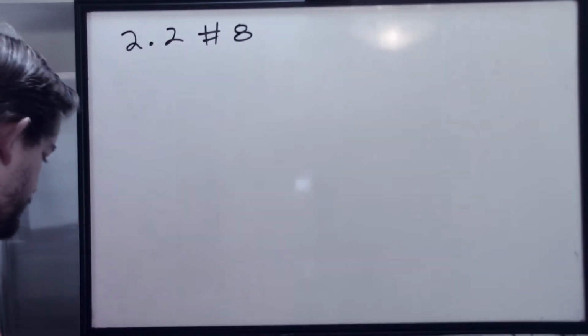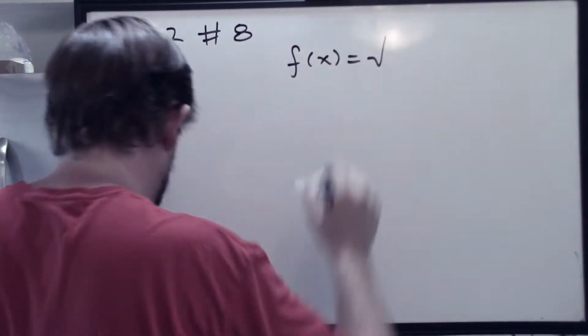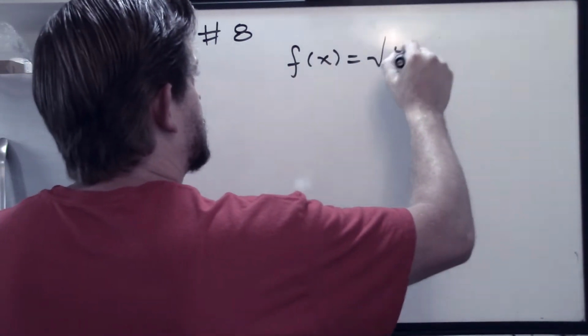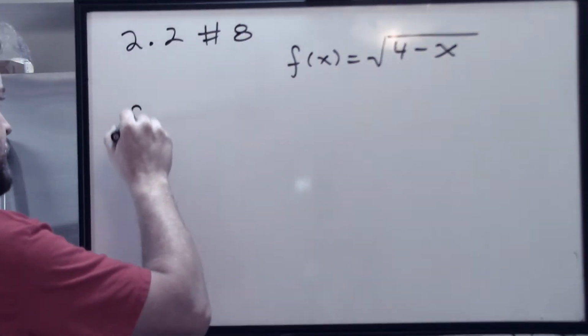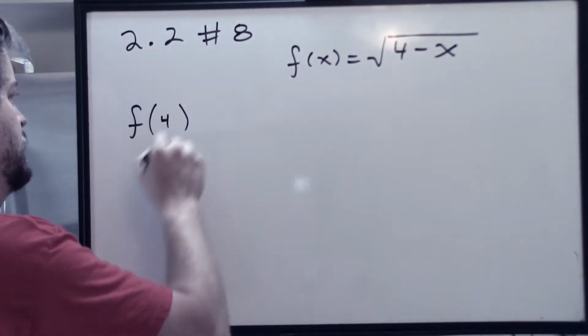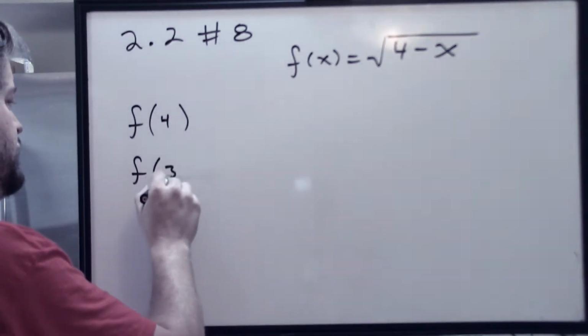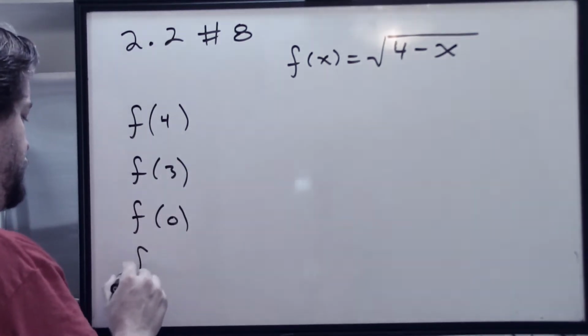Okay. So number 8 asks us to find a couple of values for a function. This f of x is given to us as the square root of 4 minus x. And we're asked to find f of 4, and f of 3, and f of 0, and f of negative 5.